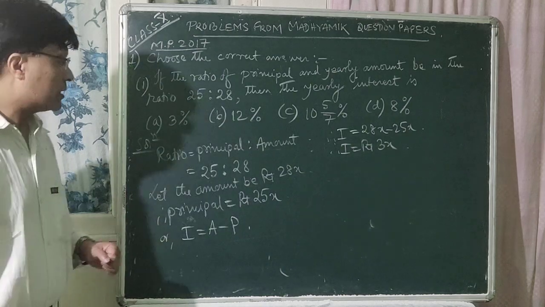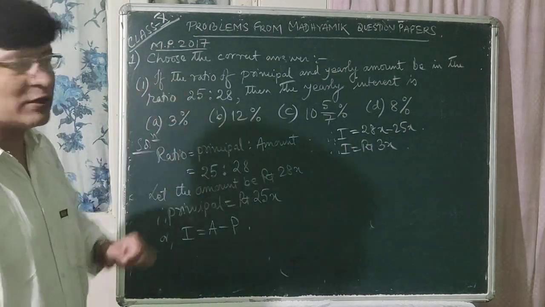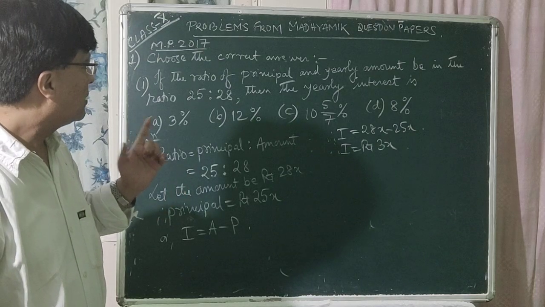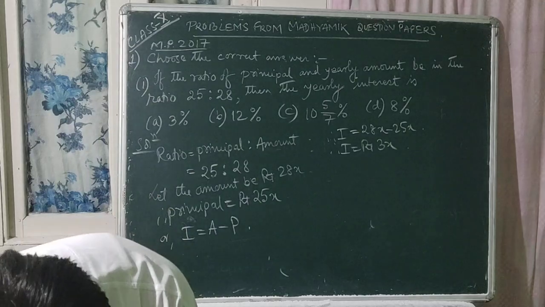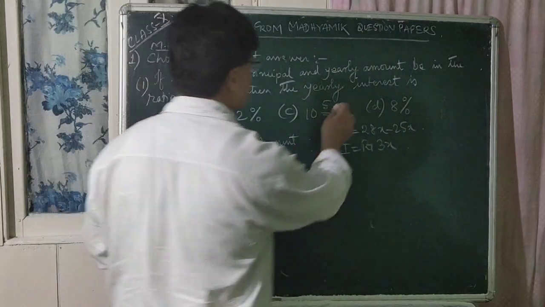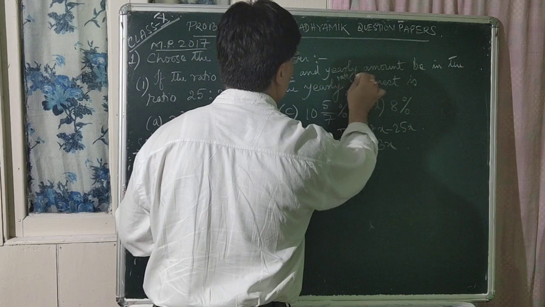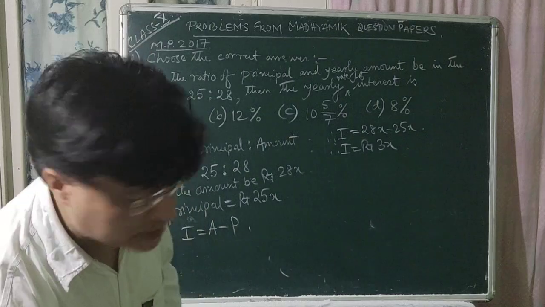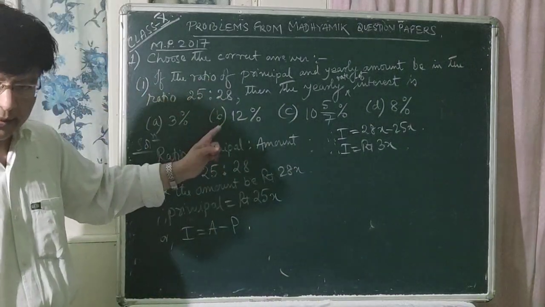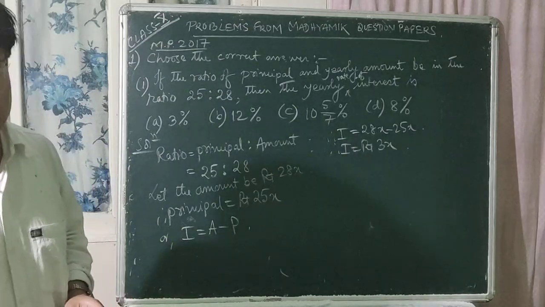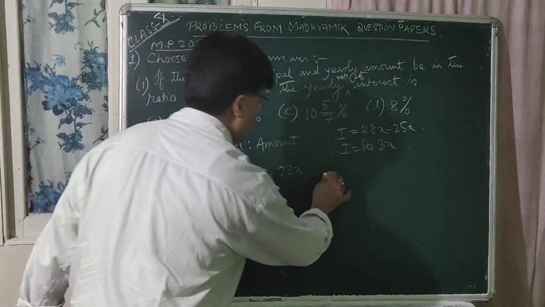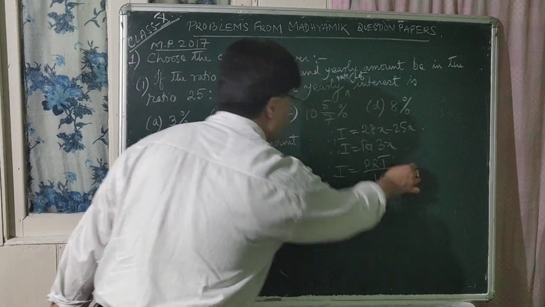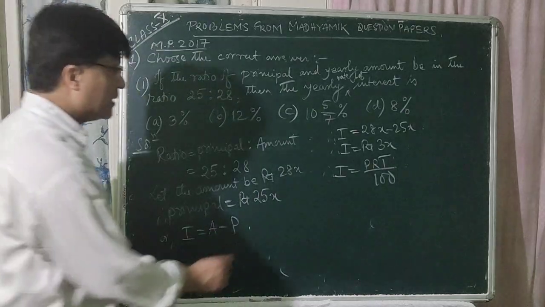Okay? So now we have to calculate the rate of interest per annum, that is yearly. Then the yearly rate of interest. Okay, you have to calculate the yearly rate of interest. That is, you have to get the value for R, right? So we know the formula. I is equal to PRT upon 100. You know this formula, isn't it? So what is I here?